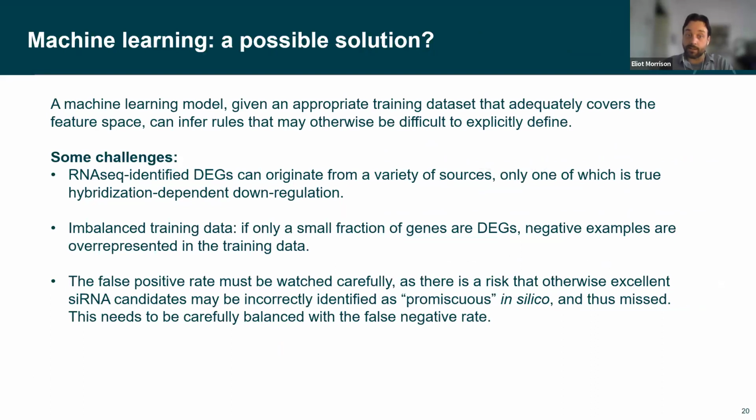So, of course, there's a lot of hype about machine learning right now, but I think in some use cases, this hype is actually pretty well warranted. The reason being that these models can really excel, provided they have an adequate training data set. They can really excel at inferring rules that otherwise might be very difficult to explicitly define. And I think RNA-seq is a method that can generate really relevant data for training such models.